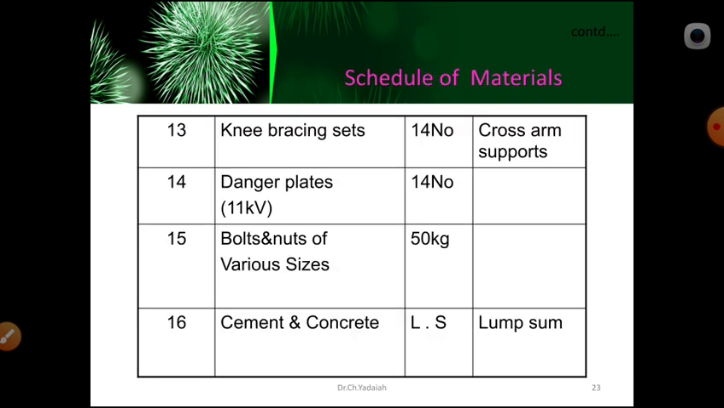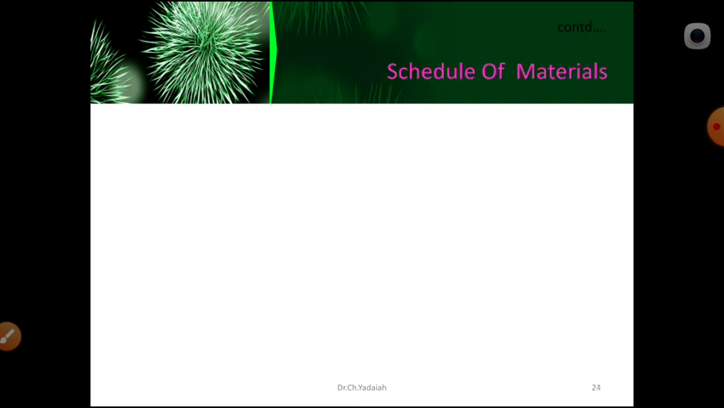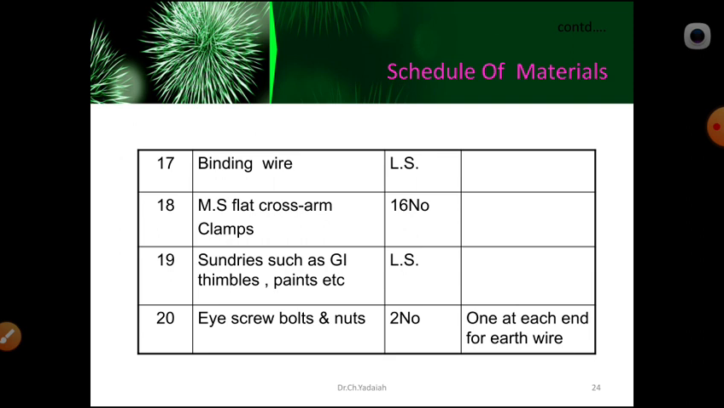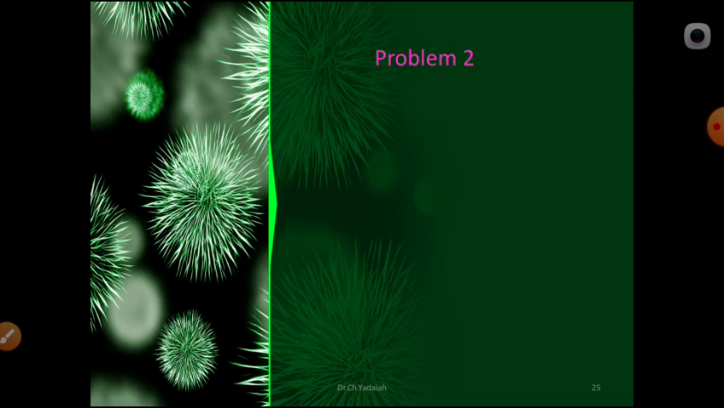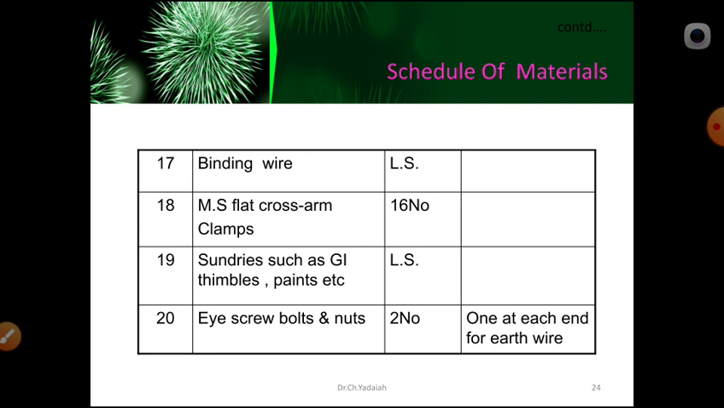The knee bracing sets, danger plates, bolts and nuts, and cement and concrete, all things are the labor cost or everything. So these are what we are going to see: the binding wire and MS plate, cross arm clamps, and sundries such as the GI thimbles, pins, etc. I screw, bolts and nuts, all are the miscellaneous things. So these are the schedules to make it.